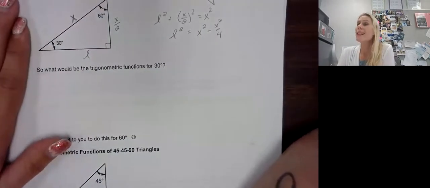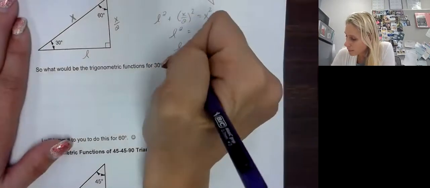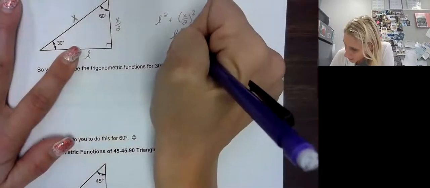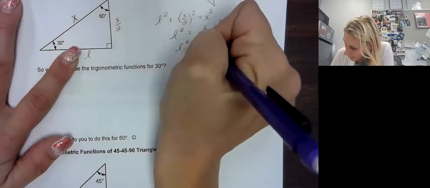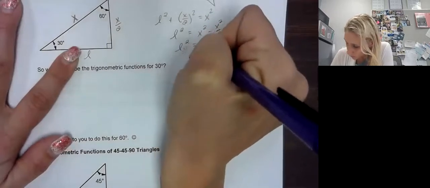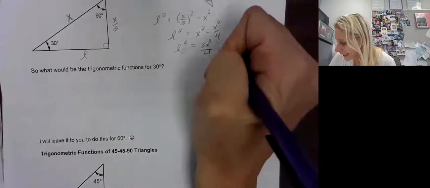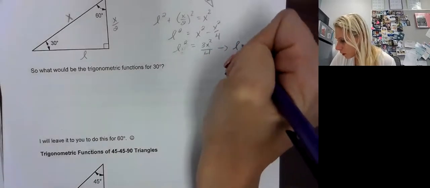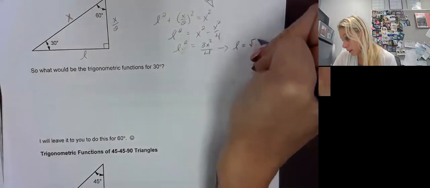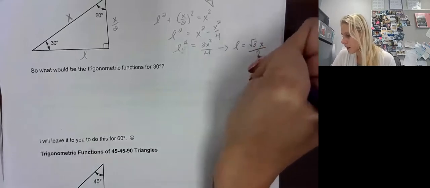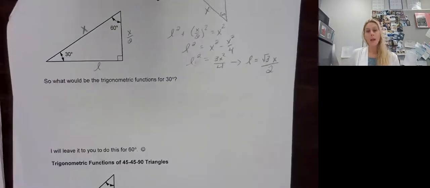How do we subtract fractions? We need common denominators. So when we do common denominators and we subtract, we get L squared equals 3x squared all over 4. Now, to get rid of a square, we square root both sides. So L equals, well, the square root of 3 is square root of 3. The square root of x squared is x. And the square root of 4 is 2. And there we go.